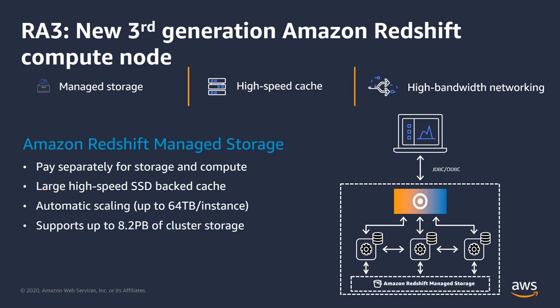You can have one RA3 16xlarge cluster with up to 128 nodes, which allows you to scale the cluster to 8.2 petabytes of compressed storage. RA3 nodes automatically manage the movement of data blocks between S3 and the local SSD cache based on your access patterns. This is completely transparent to you. This enables customers to migrate to RA3 seamlessly without having to change the workload and queries.